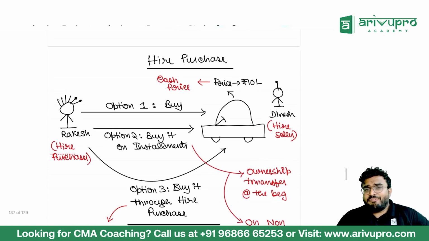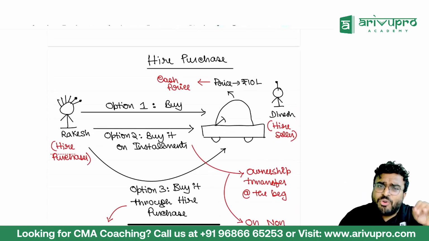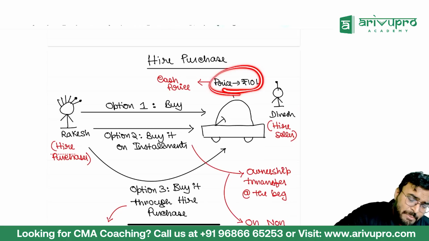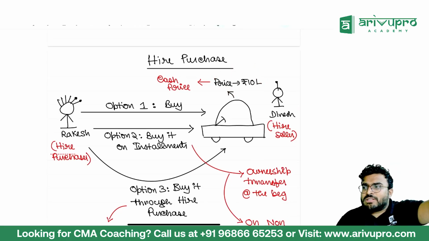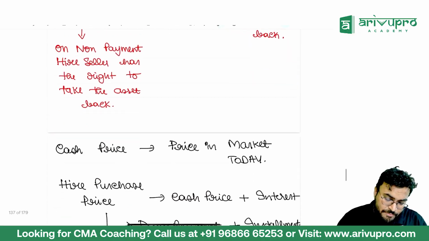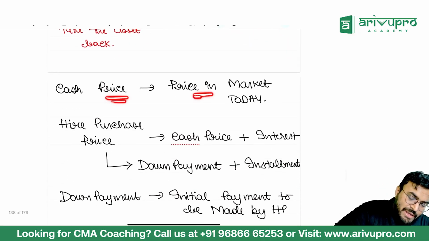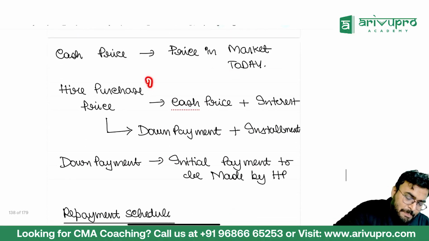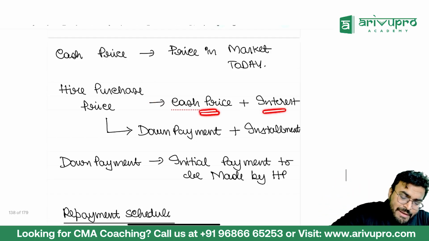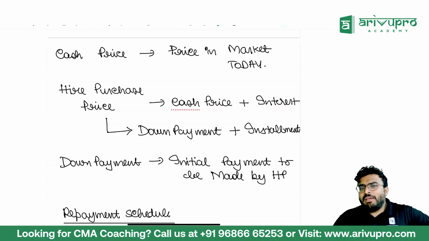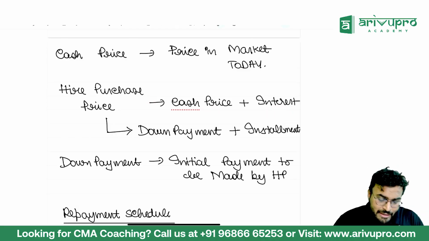Now, if I'm going to buy the asset today I would have paid some price. That price is called cash price. The price that you will pay today is called cash price. Now, hire purchase price. If I'm going to pay late, do you think I'll get it at the same rate? No, I have to pay extra. Cash price plus interest. Hire purchase price will be cash price plus interest.